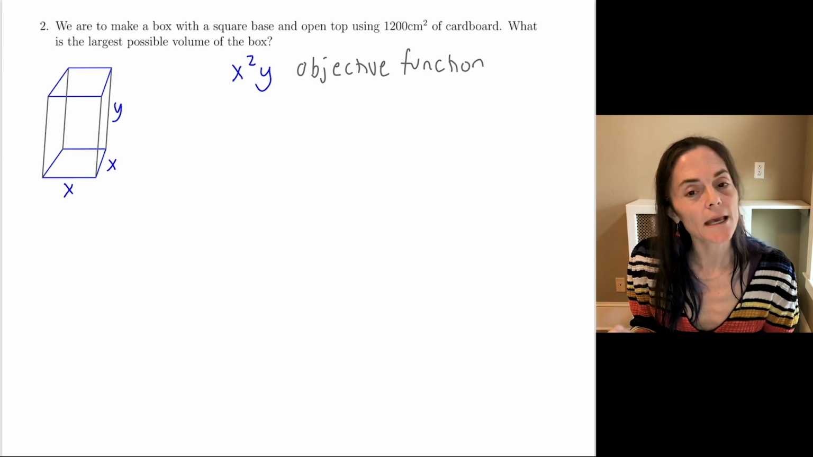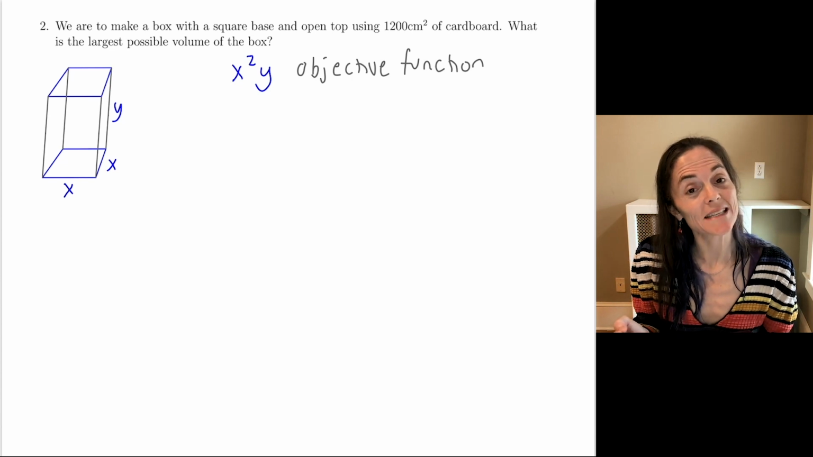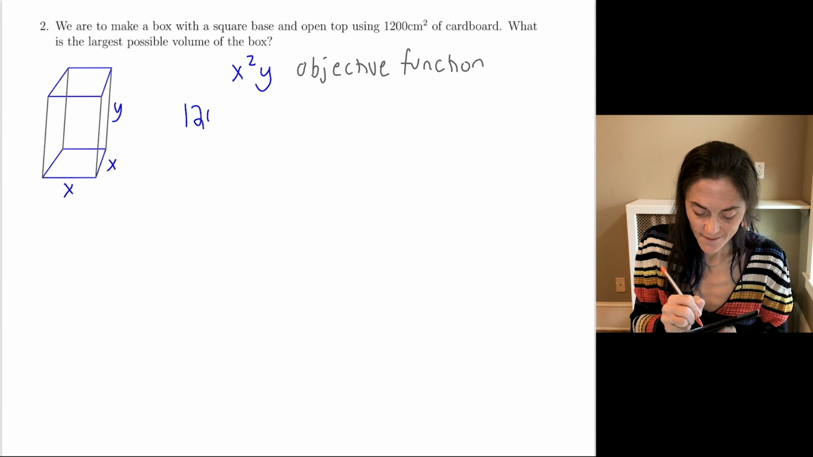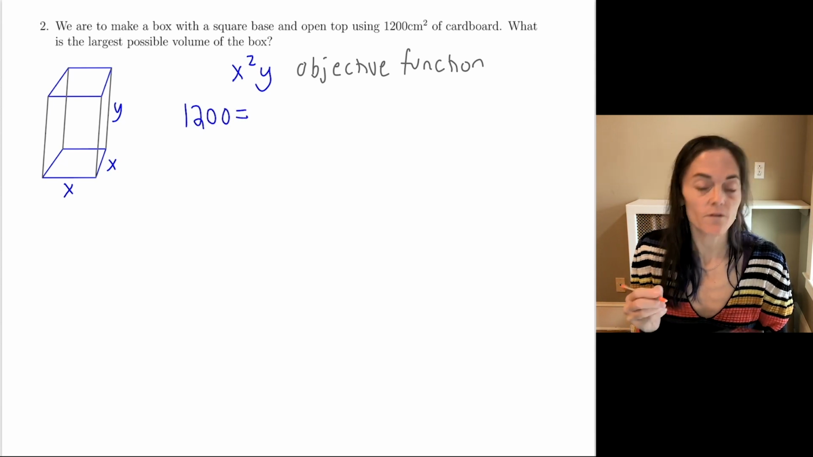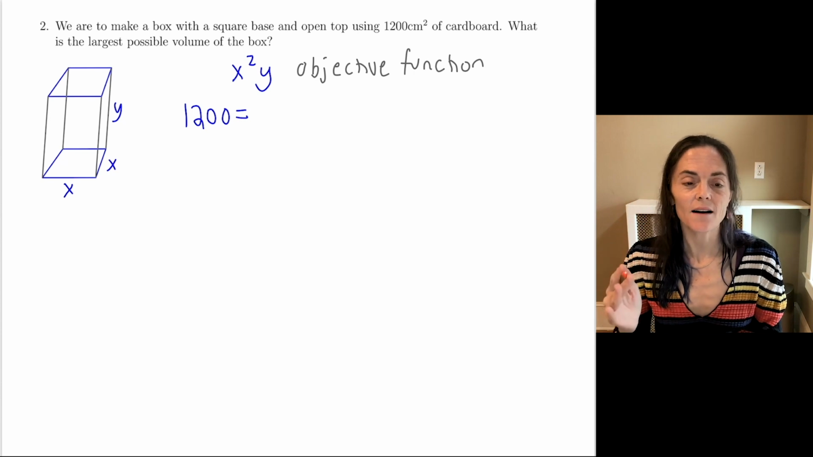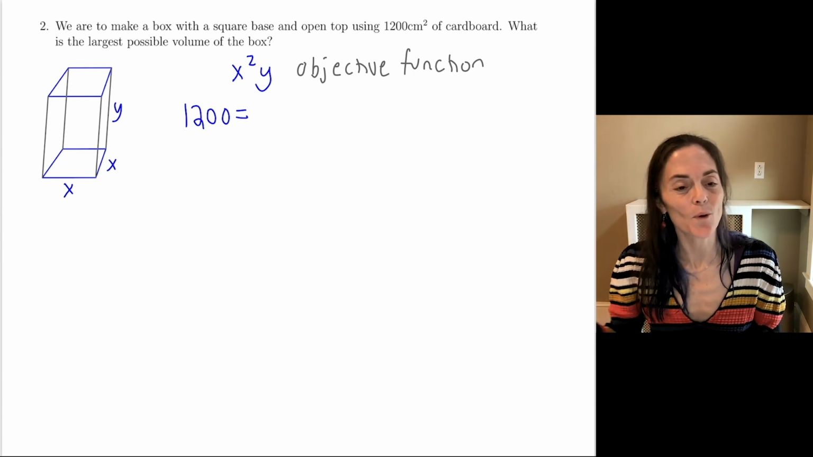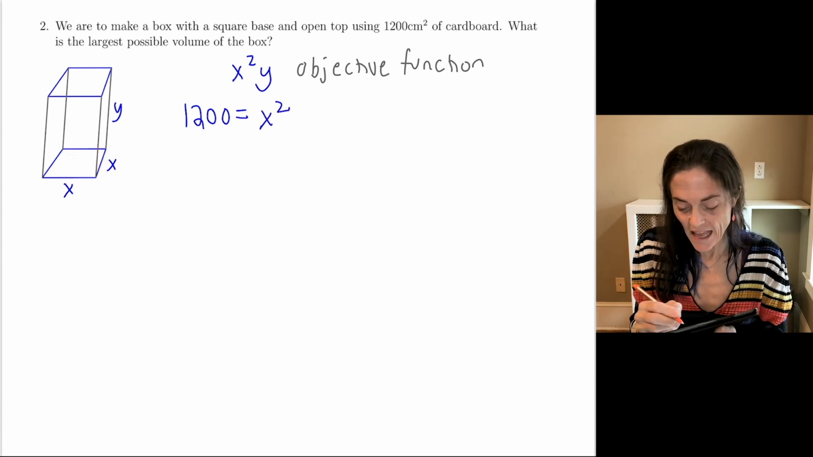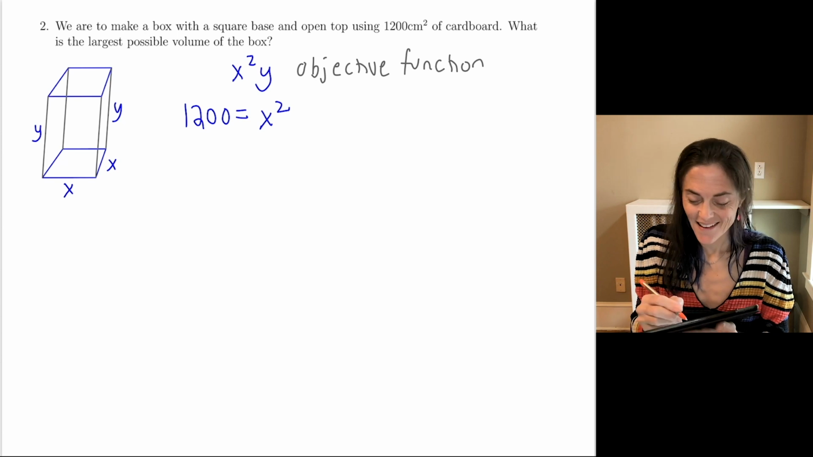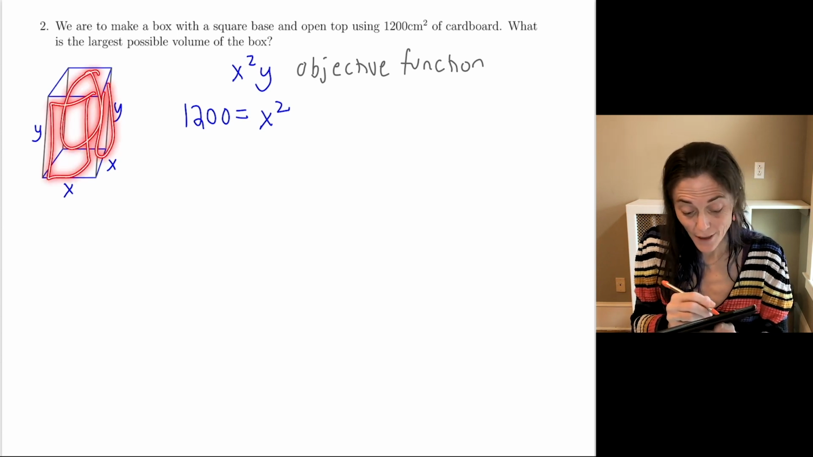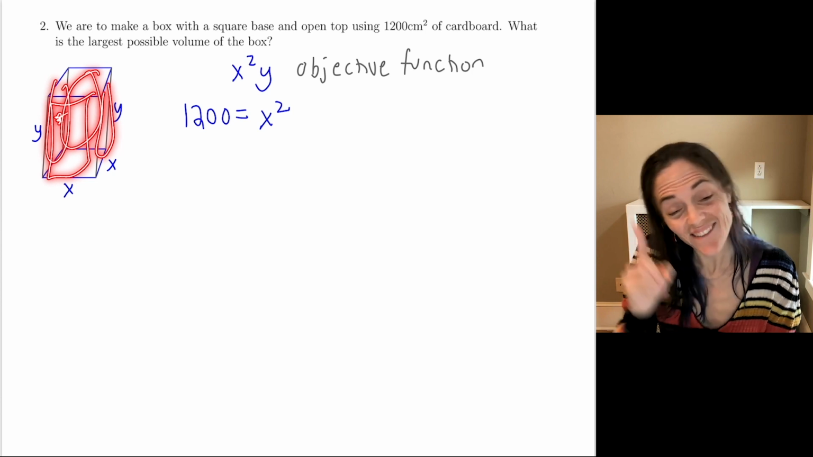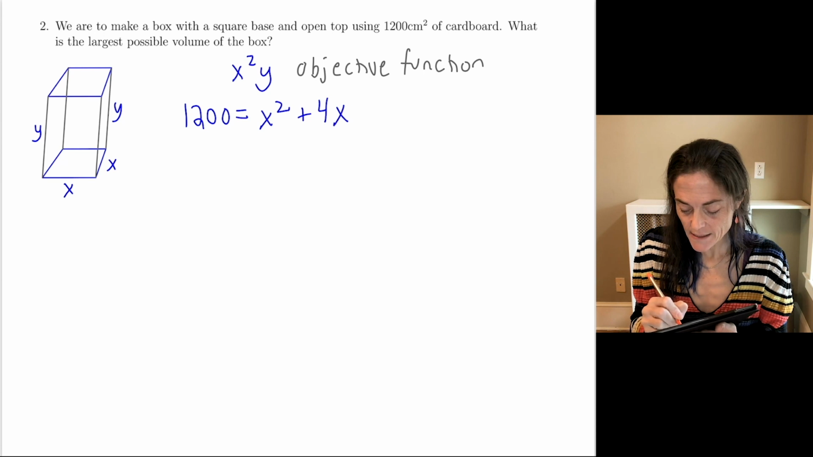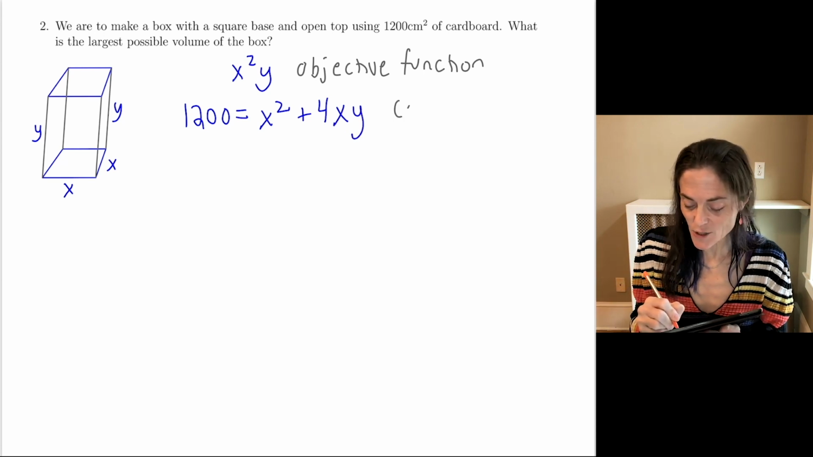Now, my constraining equation will come from the fact that we have 1,200 centimeters squared of cardboard. I can set 1,200 equal to, now I have to figure out the surface area of this box, but it has no top. That's important. So you notice I have one bottom, which will be an x squared. You see this height is y. We have 1, 2, 3, and 4. They're all x by y. Every side, x by y. So there's 4 of them. We have 4xy.